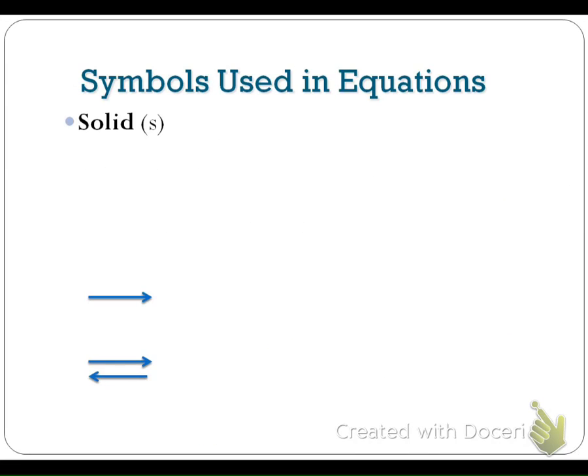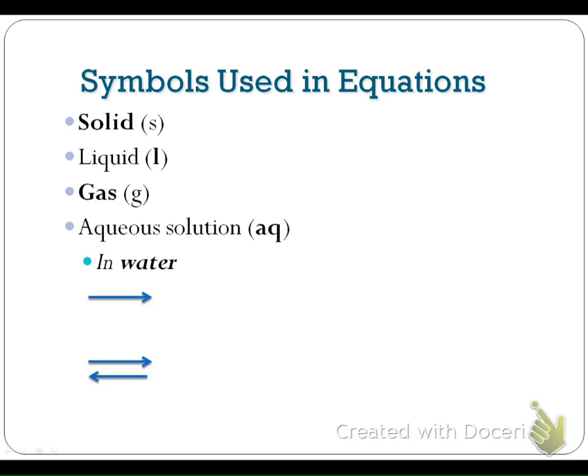All right, so these are some symbols that we're going to go over that are used in chemical equations quite often, okay? So if you see an S with parentheses around it, that means it's in solid form. An L is liquid form. A gas is just a G, okay? That means it's in gaseous form. If you see an AQ in a chemical reaction, that means it's an aqueous solution, which means it's been dissolved in water.